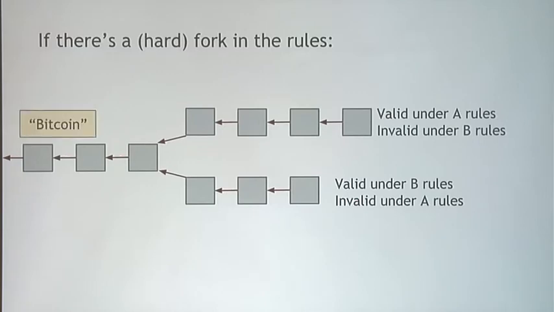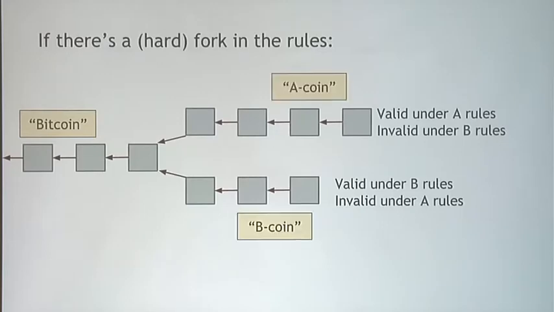So if the currency that we had over here on the left we can think of as being Bitcoin, the big happy Bitcoin that everyone agreed on, after the fork, it's as if there are two new currencies, which you can think of as being A coin, corresponding to rule set A, and we'll call this one down here B coin, corresponding to rule set B.